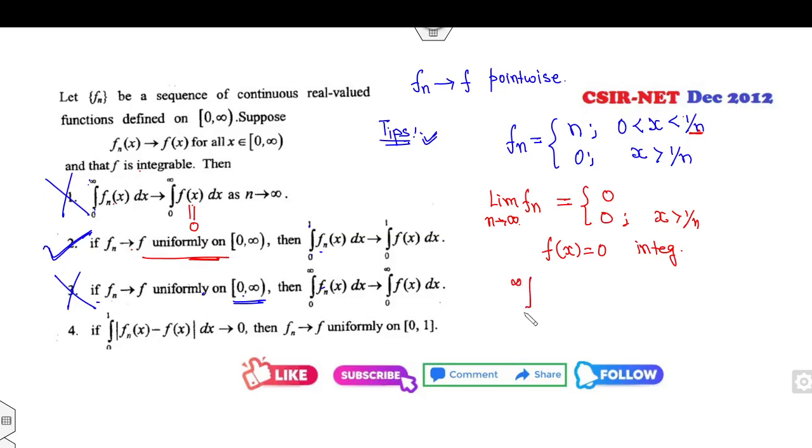Instead of taking 0 to infinity, this limit will be the integral from 0 to n of the n plus 1 over n, as n goes to infinity. So what is the answer of this limit? 1 plus 0. It is 1. So this limit is 1 and the other limit is 0. So clearly they are not equal.